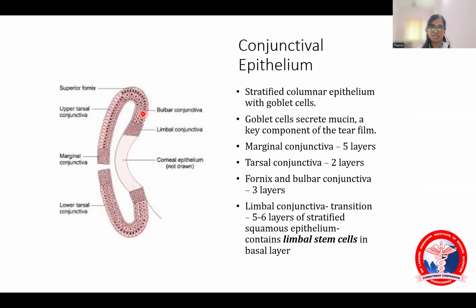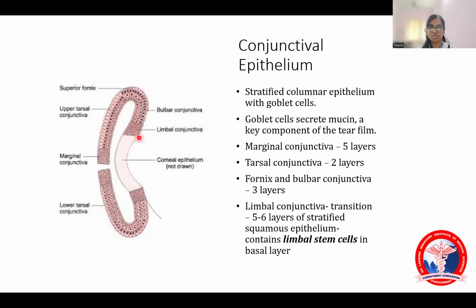The layers of the epithelium are not uniform. It is different in each part of the conjunctiva. Marginal conjunctiva has 5 layers. Tarsal conjunctiva has 2 layers. Fornical conjunctiva and bulbar conjunctiva have 3 layers. And limbal conjunctiva has 5 to 6 layers.